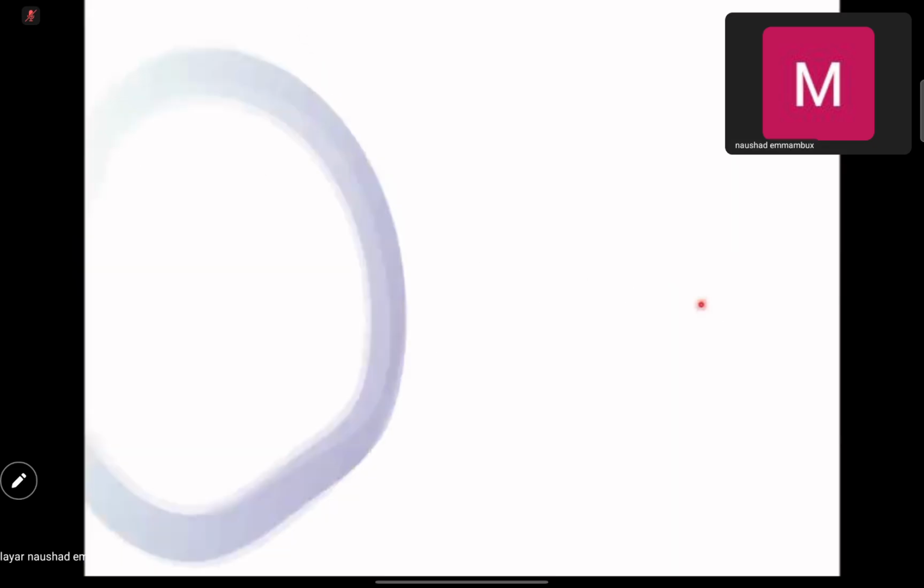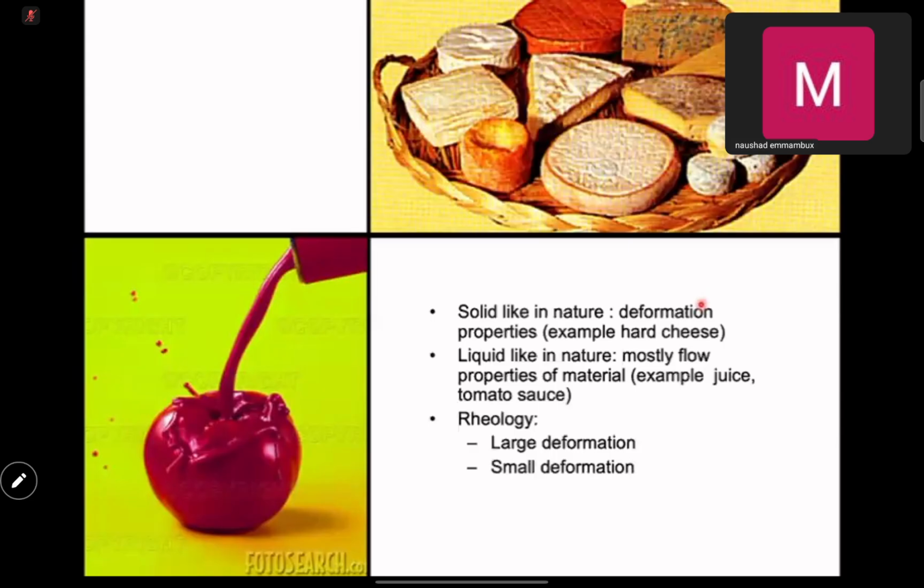Okay, so let's see here now. So I got two things here. I got a very fluid here, like a tomato ketchup, and we got some very hard cheese here. So when you look at hard cheese, it's mostly solid-like in nature. I'm not saying solid because most materials are viscoelastic, having certain viscous and elastic properties, but we talk about solid-like nature.